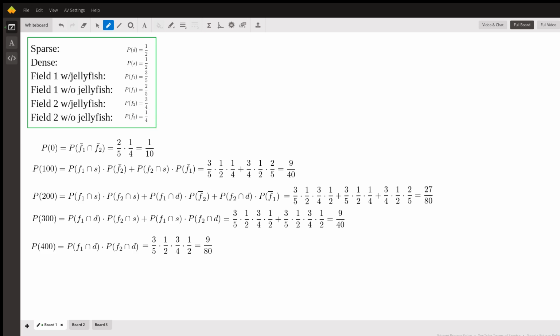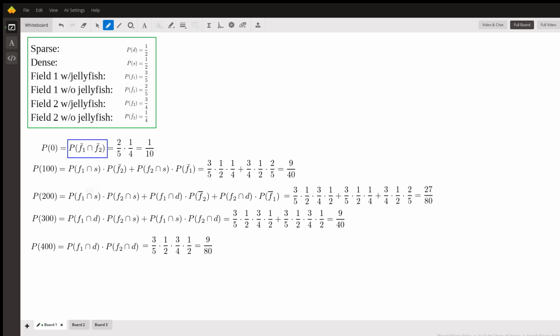So basically what we need to do here is think of all the possible outcomes. Let's start with 0. How can we have no jellyfish? Well, if field 1 has no jellyfish and field 2 has no jellyfish, so pretty straightforward. So probability of no jellyfish in field 1, no jellyfish in field 2. Probabilities just come from here. So 2 over 5 times 1 over 5.